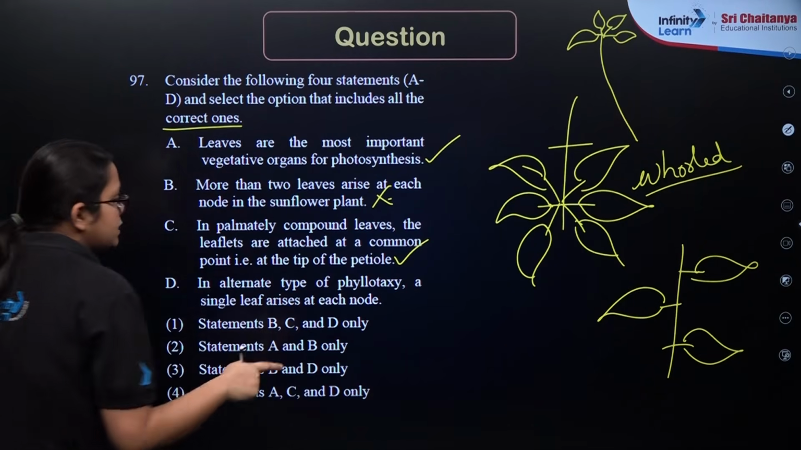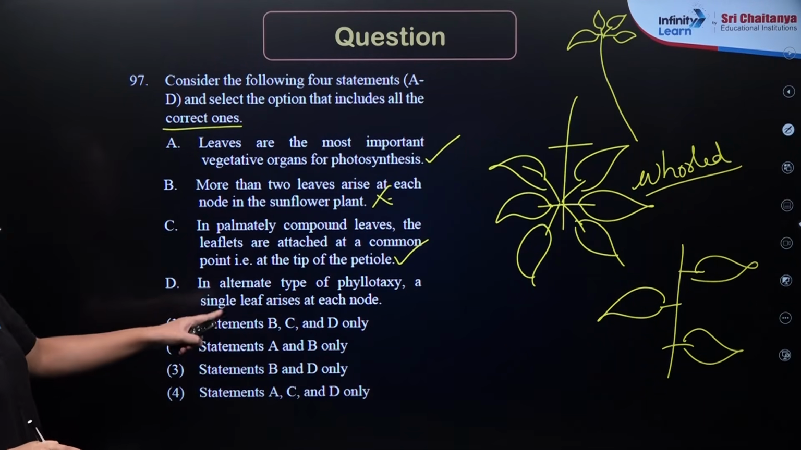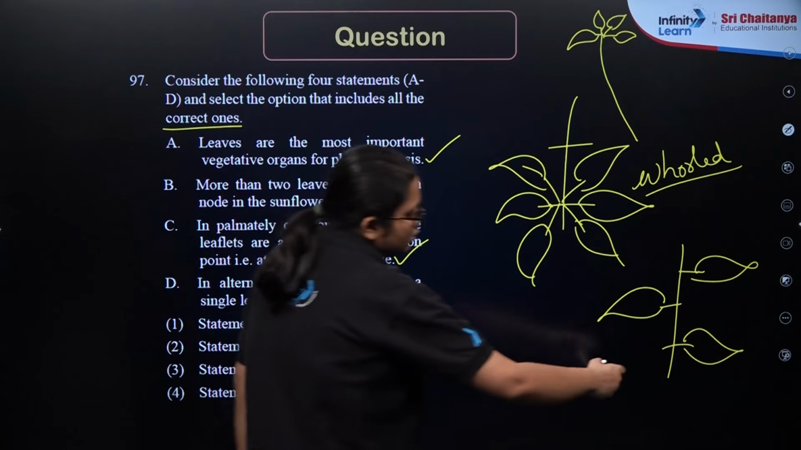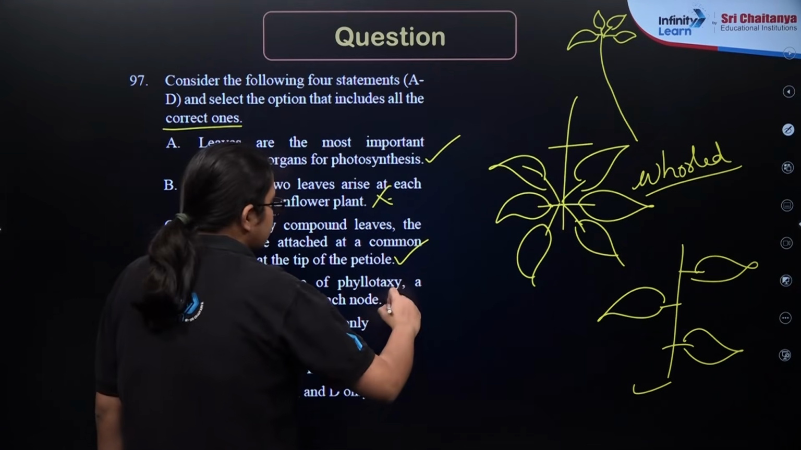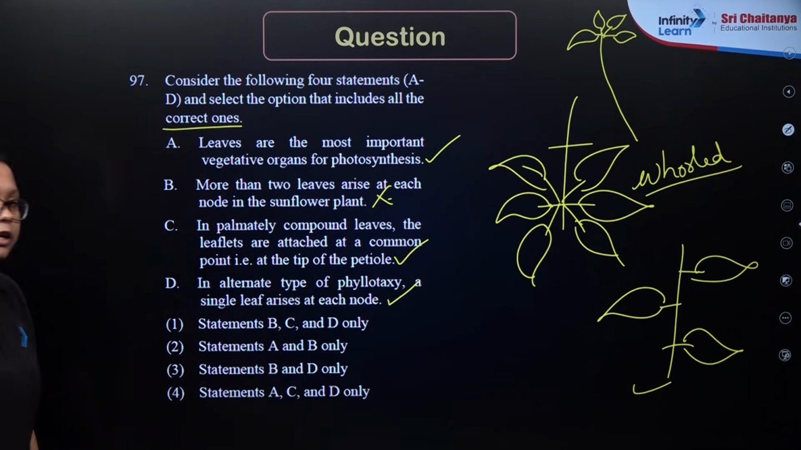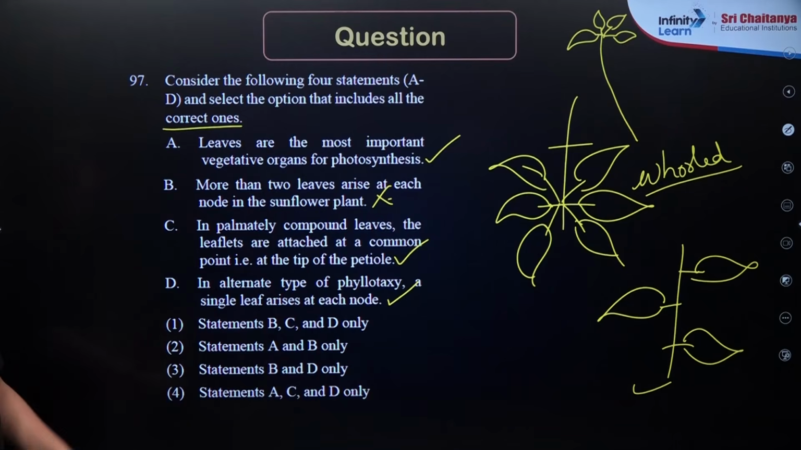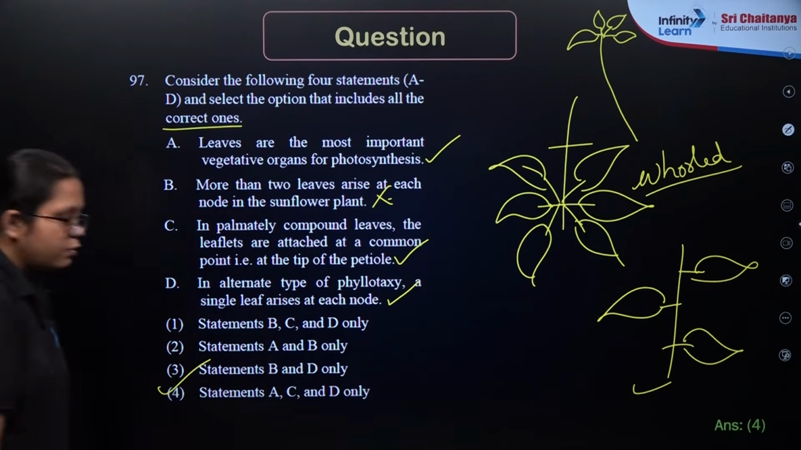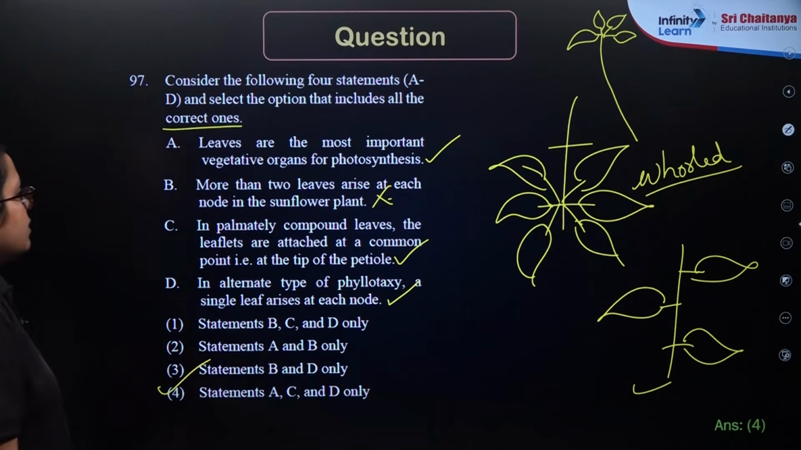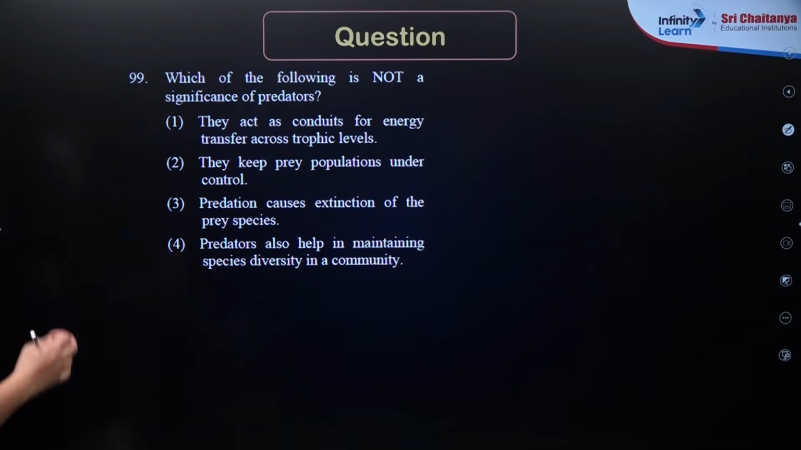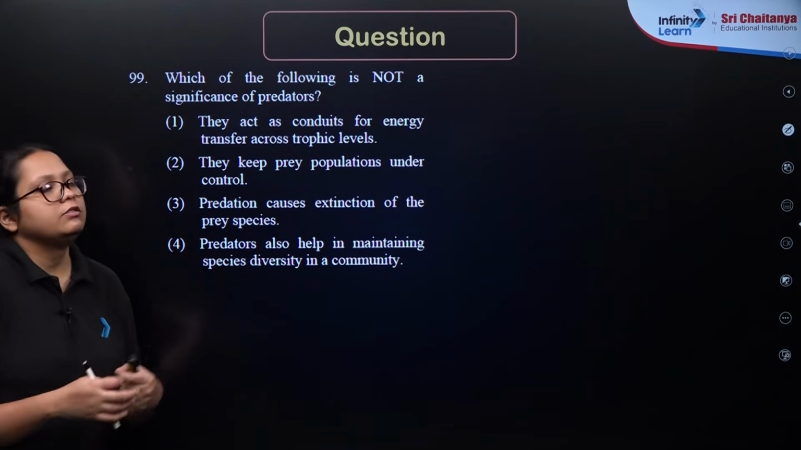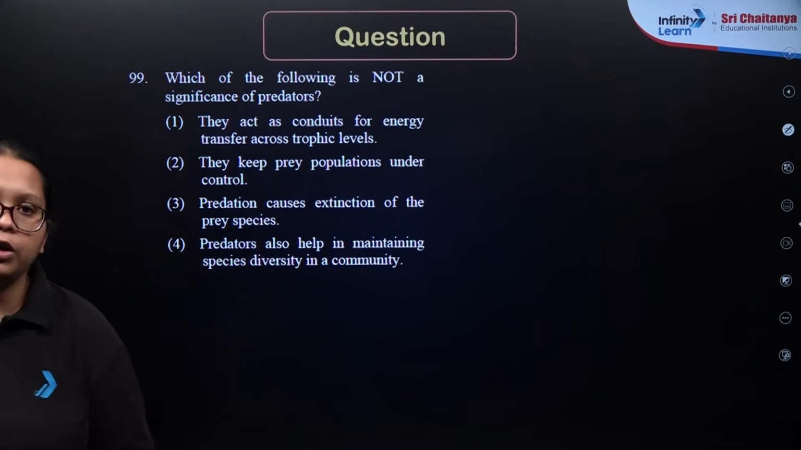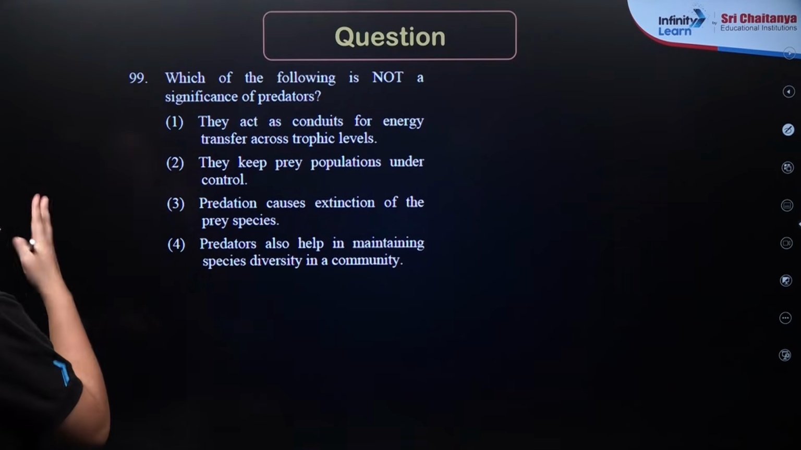Last one, in alternate type of phyllotaxy, a single leaf arises from each node. Yes, in alternate phyllotaxy, a single leaf arises from each node. So which are the correct ones? A, C and D only. Option number 4 is correct. Next question, which of the following is not a significance of predators? Meaning it is not related to predators, it is wrong about predators.